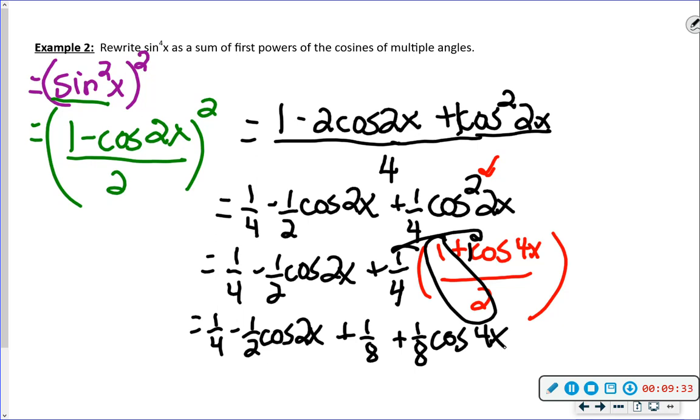And then, well, we really can't do a whole lot else with this. We don't have a lot of like terms, but we could put that 1/4 and 1/8 together. What's 1/4 plus 1/8? 3/8. So I'm going to rewrite that as a 3/8. And I'm just filling out everything else.